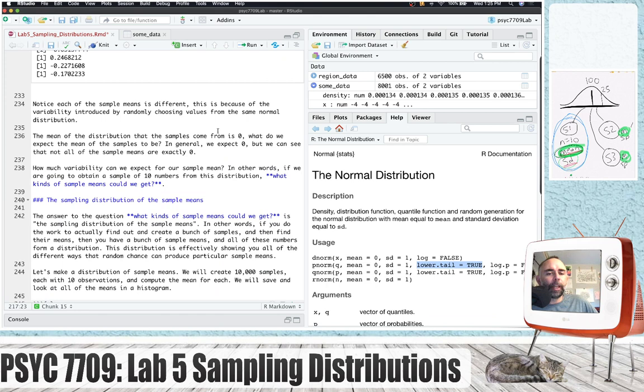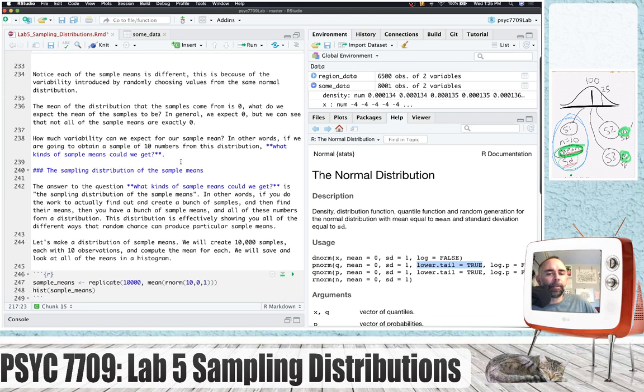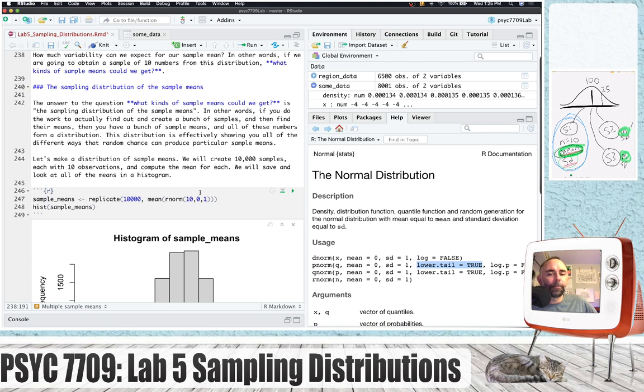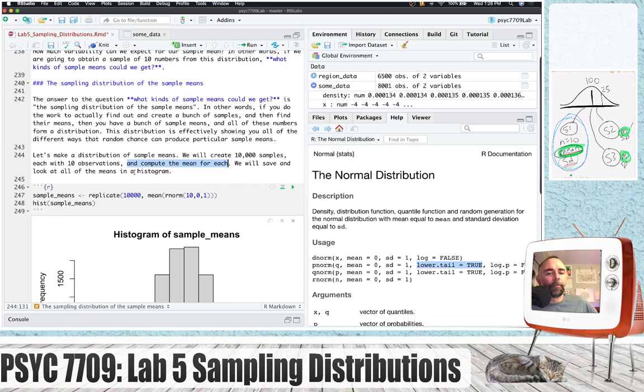So we could create a sampling distribution. We're trying to answer the question, what kinds of sample means could we get in a situation where our sample is 10 numbers from a normal distribution with a mean of 0 and a standard deviation of 1? So we can do this by simulation. We will create 10,000 samples, each with 10 observations, and compute a mean for each of them. Then we can save and look at a histogram of all the sample means in a plot.